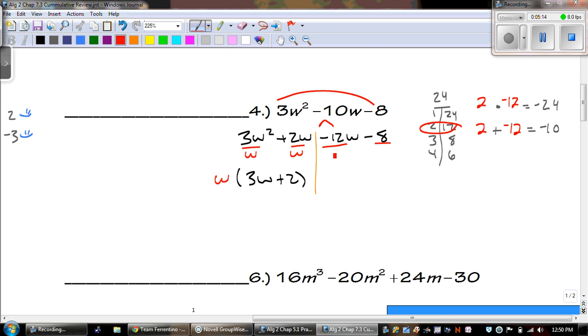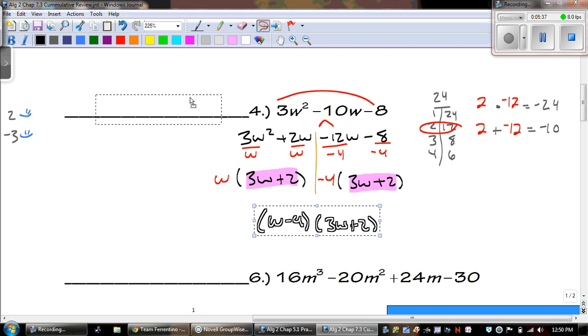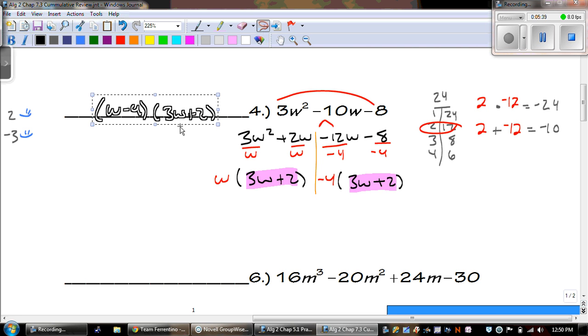Okay, the GCF of the back is a -4. The -4 comes out front, and we're left with 3W plus 2. Remember, these have to match. All right, and we have W minus 4 in the red, and then the 3W plus 2 in the black. Okay, that's our final answer. So I'm going to put it up on the line.